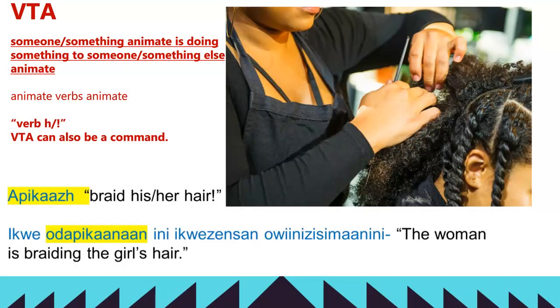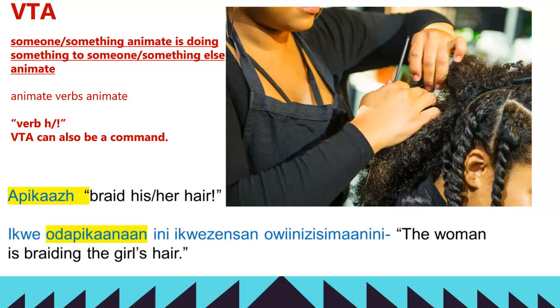A VTA is someone or something animate is doing something to someone or something else animate. A VTA can also be a command, such as a pikage, braid his or her hair.